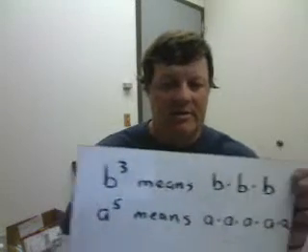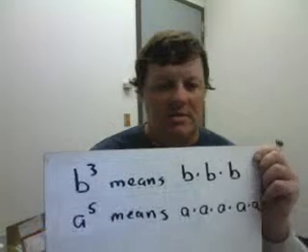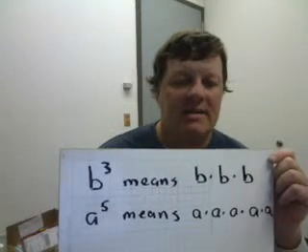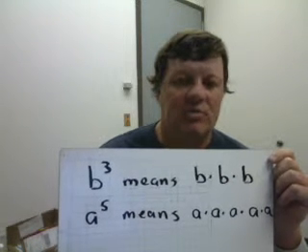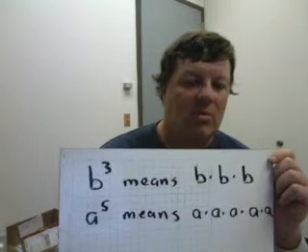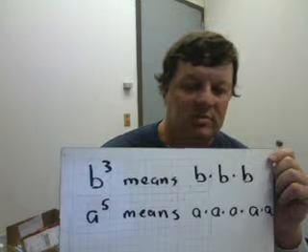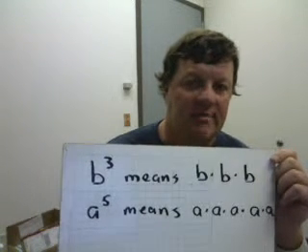a little bit of algebra here. Okay, so right here we have b to the third means b times b times b. a to the fifth means a times a times a times a. So with that information, if you didn't already know that, we're going to use this rule to help us discover what happens when we multiply the like bases.